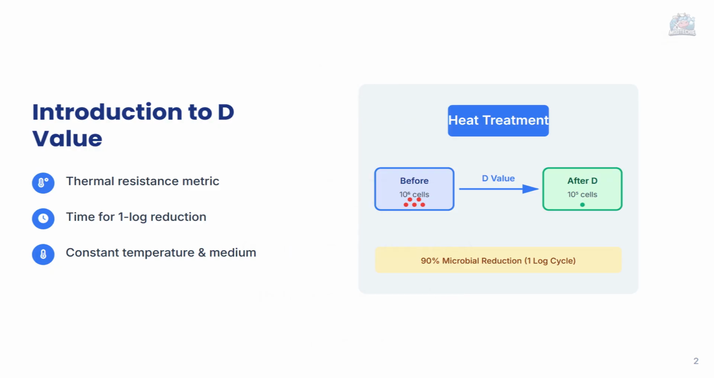Let us begin with an introduction to the d-value. The d-value is considered a measure of the thermal resistance of microorganisms. It represents the time required to reduce the microbial population by one logarithmic cycle, which means a 90% reduction. This measurement is always determined under constant temperature and constant environmental conditions. In simple terms, it tells us how long we must apply heat to destroy most of the microorganisms present.